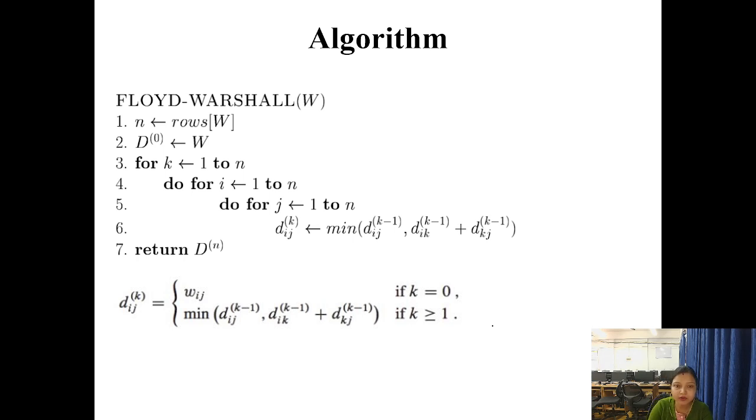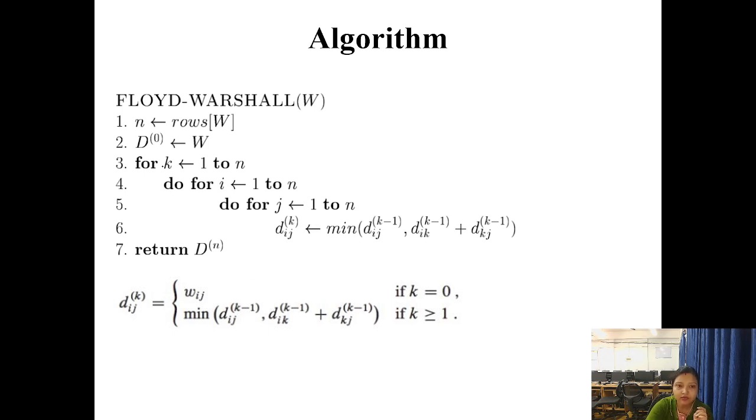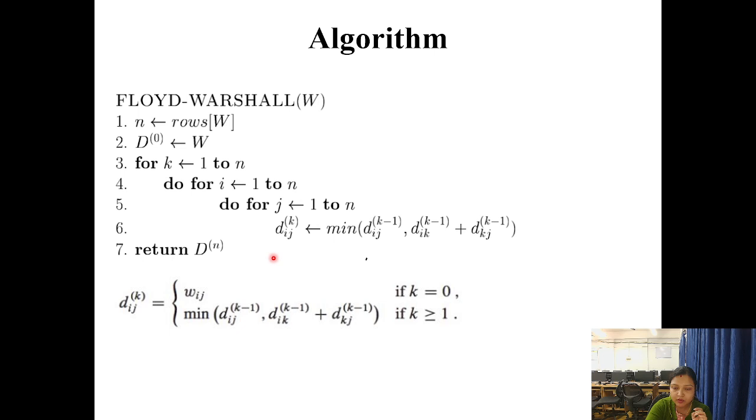Now let me come to the algorithm part. So here you can see Floyd-Warshall W. W is nothing but the adjacency matrix. So n will be the number of rows of this adjacency matrix, and D0 is the initial one. Okay, and now see, for k equal to 1 to n, in between these there are 3 for loops. 3 for loops are for what? To implement this formula. Under these 3 loops you have to put down this formula.